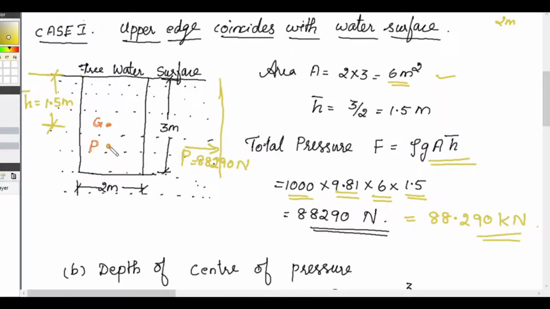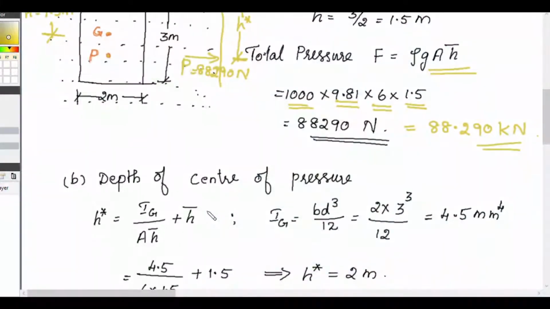Now we need to find what is h star. So h star is the distance where this pressure acts from the free surface of water. From the free surface of water where the pressure acts, that is h star. We know the formula for finding h star. Already we have done the derivation. Now h star is equal to Ig by A h bar plus h bar.